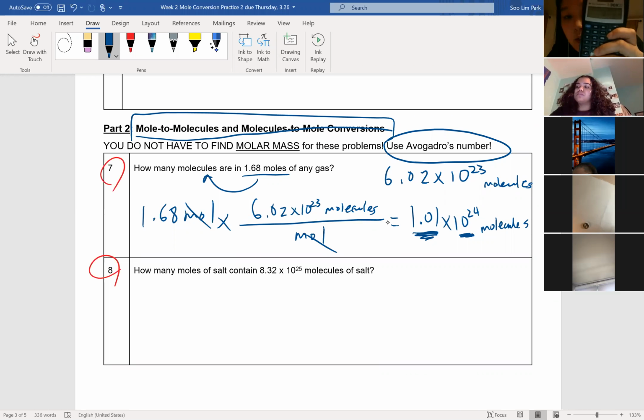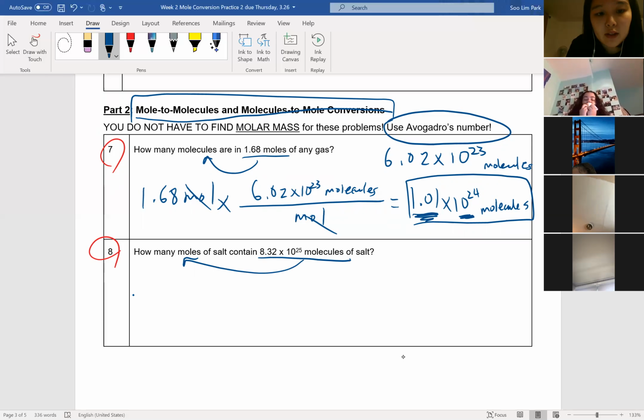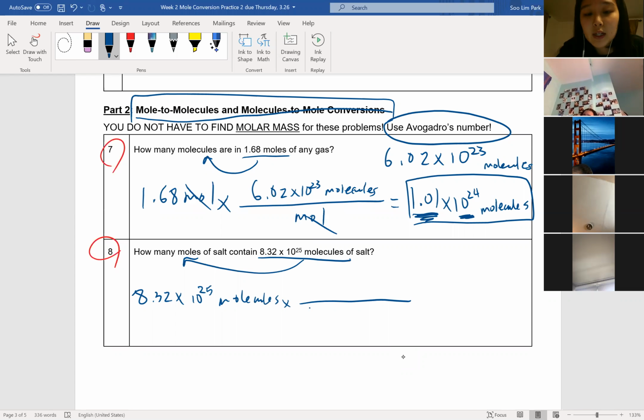Let's do number 8. We're given molecules and we need to convert it to moles. So let's write that down: 8.32 times 10 to the 25 molecules. We're given molecules and we want to convert it to moles, so we're going to divide by Avogadro's number. So I'm going to put the number on the bottom.